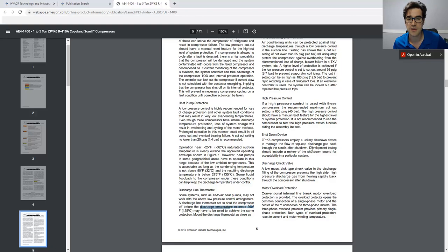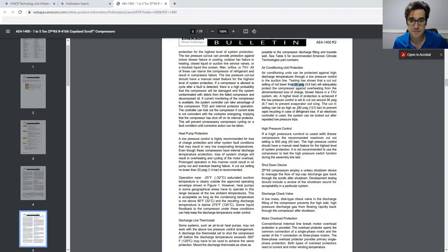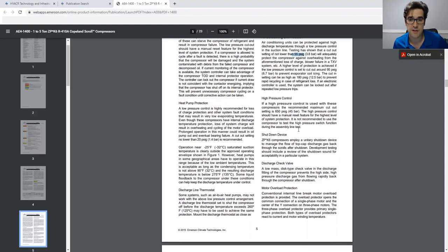Part numbers are, I believe, on the last page. Air conditioning applications not set lower than 55 psi. So if you're doing an air conditioning, so the residential unit is just strictly air conditioning, you got to set it not lower than 55 PSI. There's a little more information you can check out there. High pressure control, maximum cutout setting 650 PSI or 45 bar. Understand you need those safety devices in there.